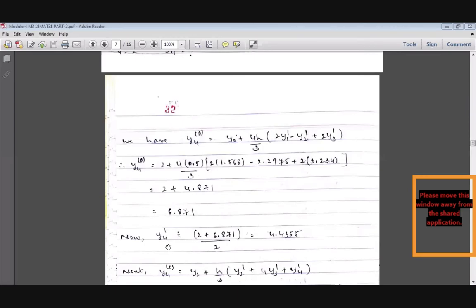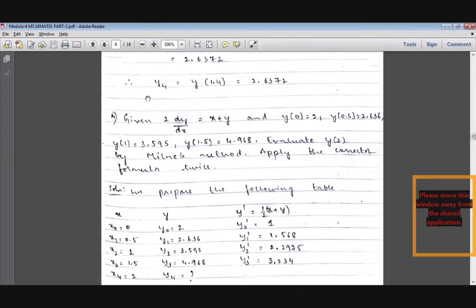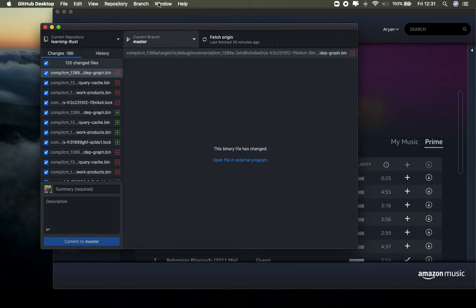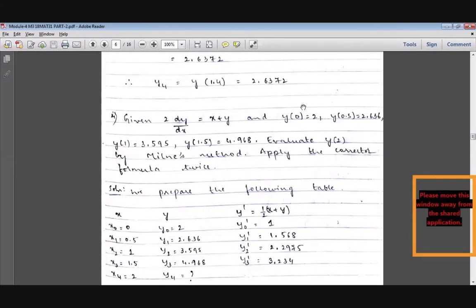I'll just explain this fourth problem. Given 2 dy by dx equal to x plus y, and y of 0 equal to 2, y of 0.5 equal to this much. Evaluate y of 2, y4 of p.